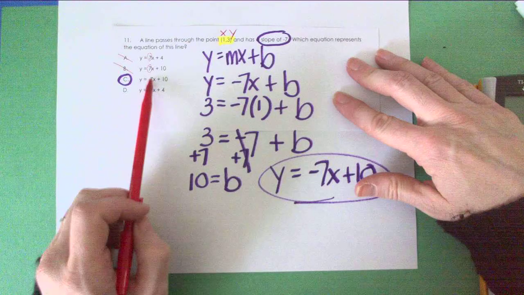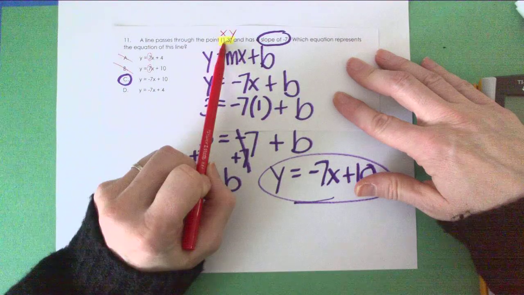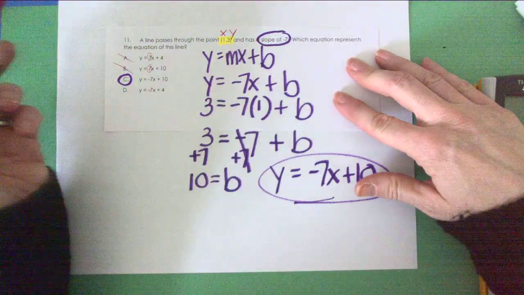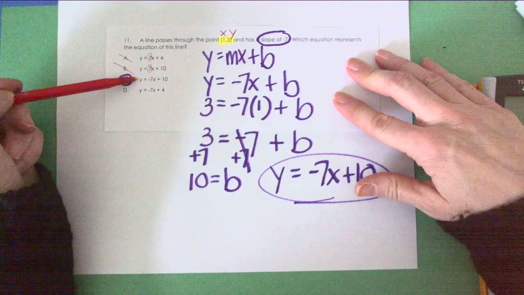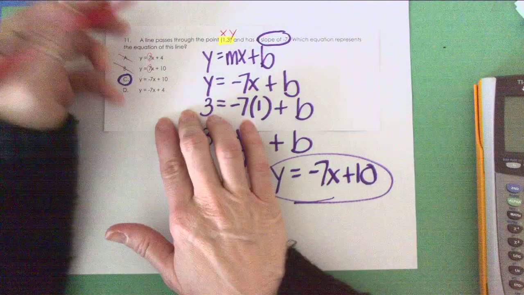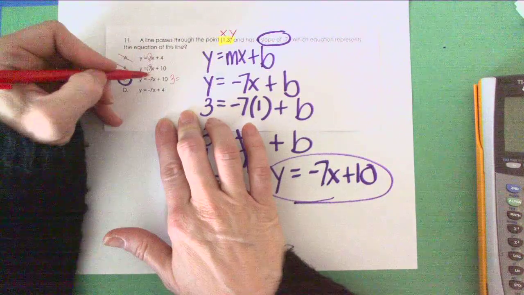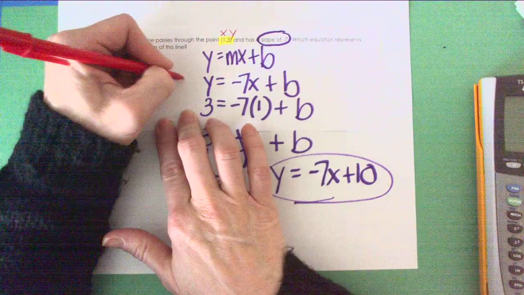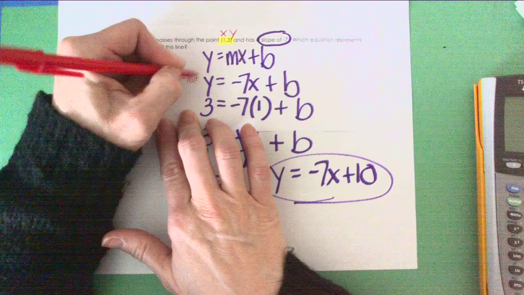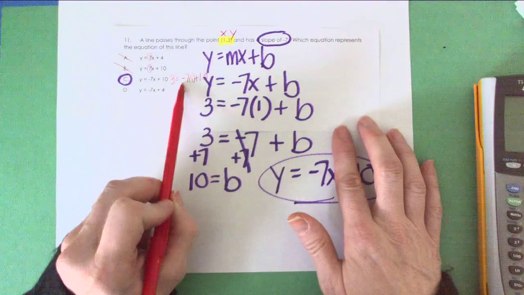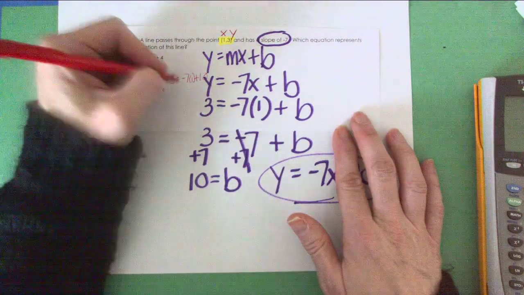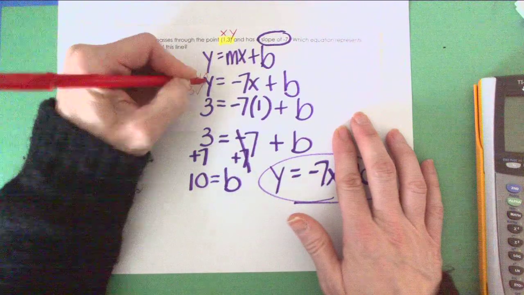Okay, so I've narrowed it down by my slope. Now look at the point they gave me, 1, 3. Well, sub them into these answers. Look at answer C. Y would be 3, x is 1, so -7 times 1 plus 10. Well, -7 plus 10 is 3. So 3 equals 3, bada bing, done.